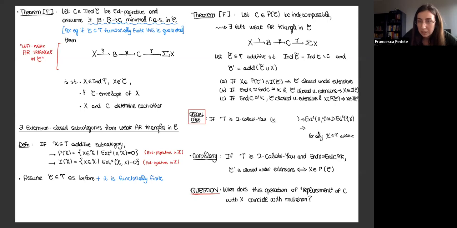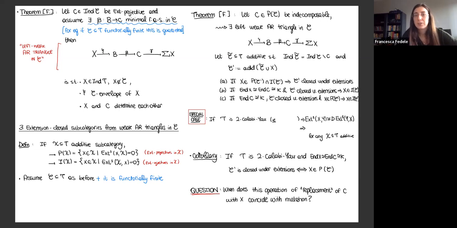But this just means that the Ext-injectives and the Ext-projectives coincide if your T is Calabi-Yau. So if your T is Calabi-Yau, Ext-projective objects are the same as Ext-injective objects, and this is true for any additive subcategory of T.